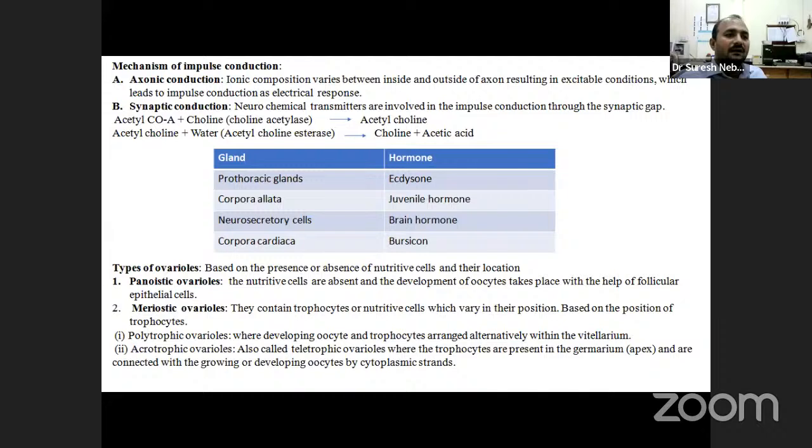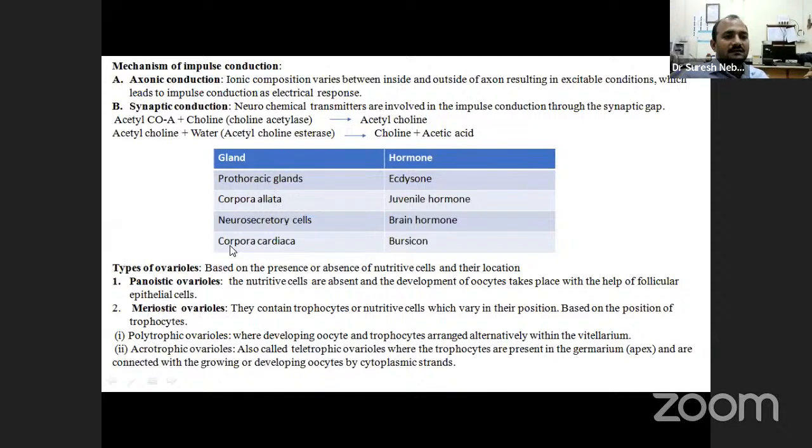Likewise, some other information I have included here, like when you are studying the nervous system. What is axonic conduction? What is synaptic conduction? Which chemicals are important when synaptic conduction is taking place? What is the enzyme responsible for the breaking of acetylcholine? What is the function of acetylcholine? All these aspects you have to understand when you are studying a particular system.